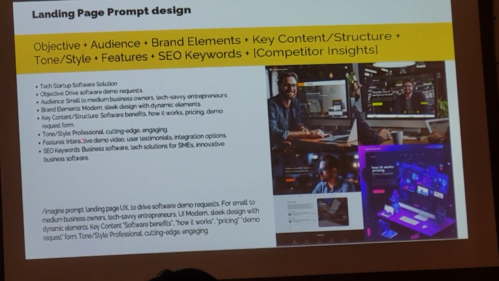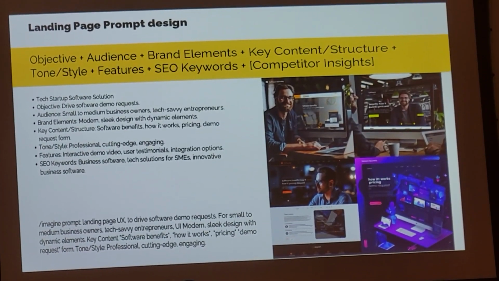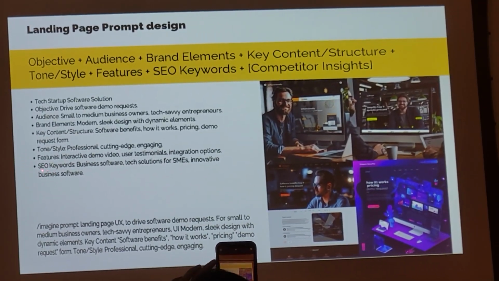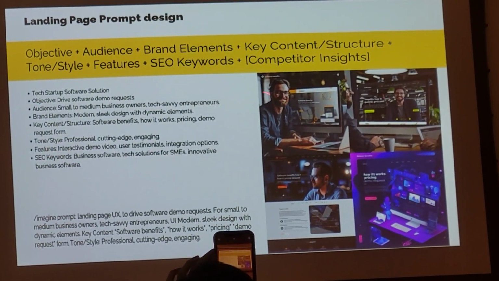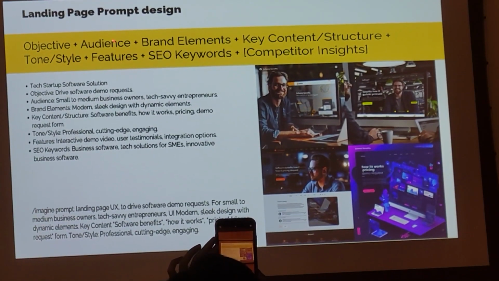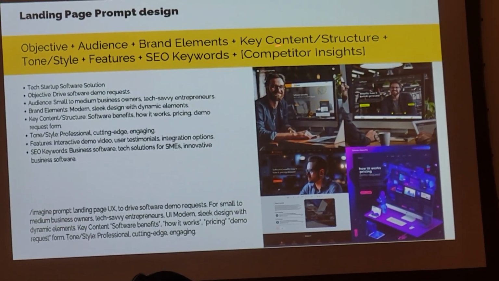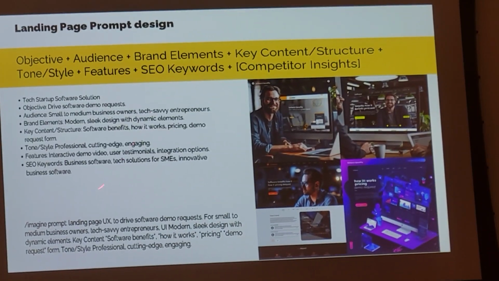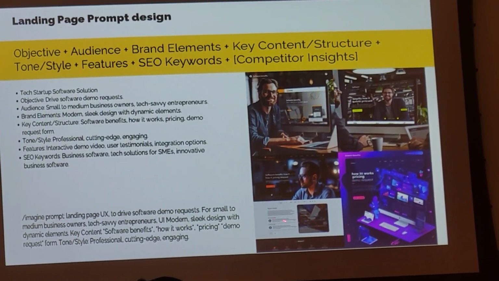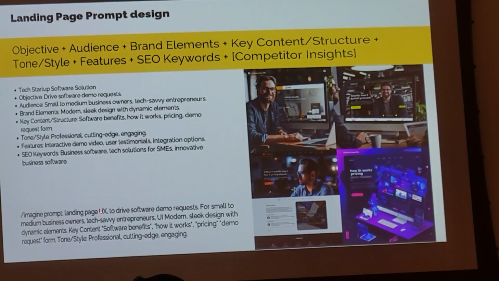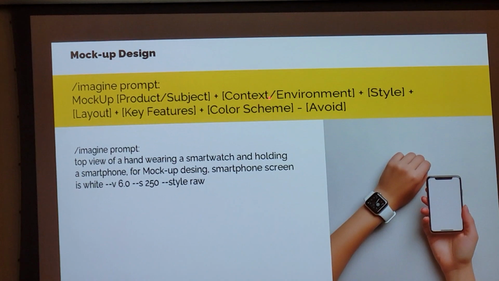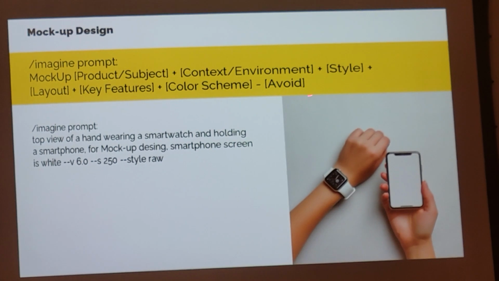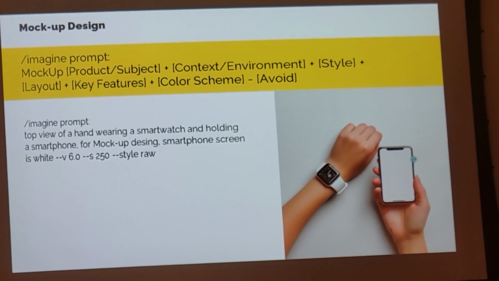The tone and style: professional, cutting edge, just what this lady asked me earlier. Interactive features, etc. And you can even define SEO. So we have the objective, the audience, brand elements, key content and structure, tone and style, features, SEO. And in order to generate this one, we used "landing page UX to drive software demo requests" for context and environment, style, key features, and you can have a color scheme. And "avoid" is what to exclude, dash.